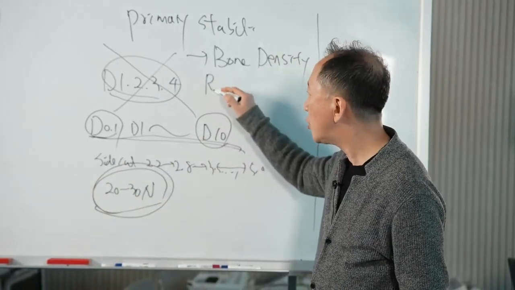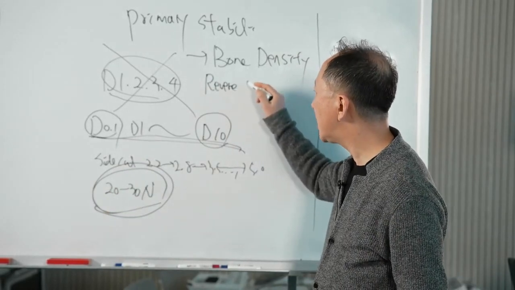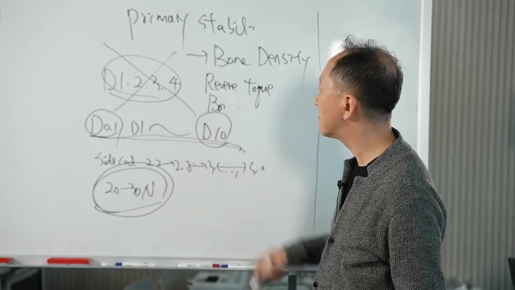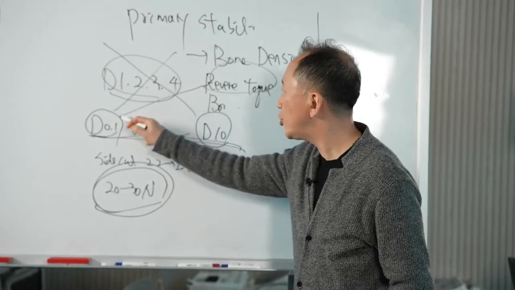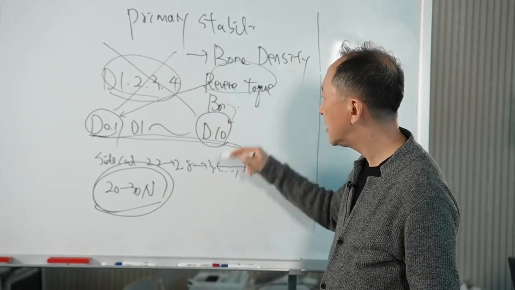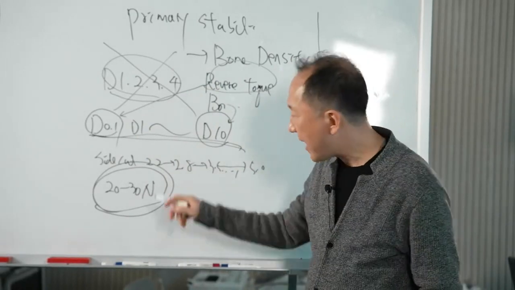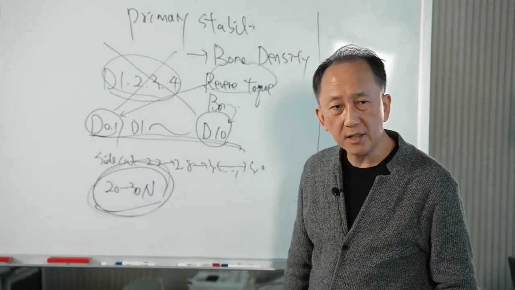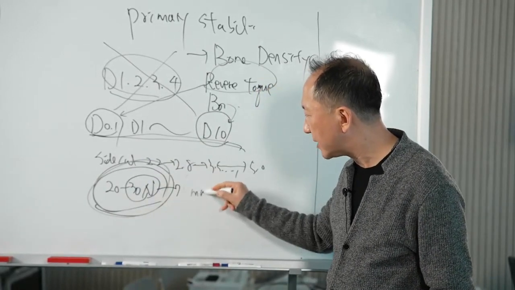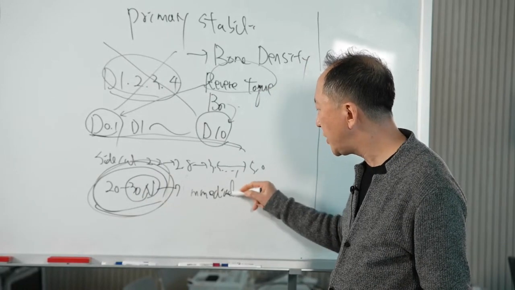Sometimes the reverse torque technique. You know the reverse torque technique. Sometimes the bone condensation technique. The reverse torque technique controls D 0.1 bone. The bone condensation technique controls D10 bone here. My recommendation anyhow, 20, 30 Newton. 30 Newton means immediate loading is okay. Immediate loading is possible here.